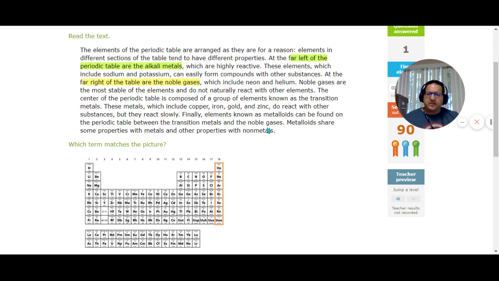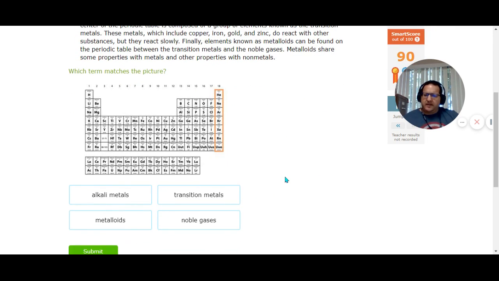I might want to continue reading just to make sure that they don't go on to say something different that might give me pause for thought. But if I just scan through here, I see that it doesn't seem to be. So I'm going to go ahead and choose noble gases and submit.